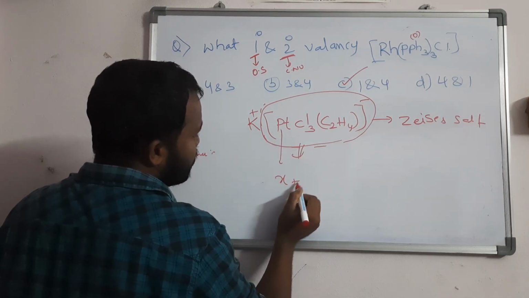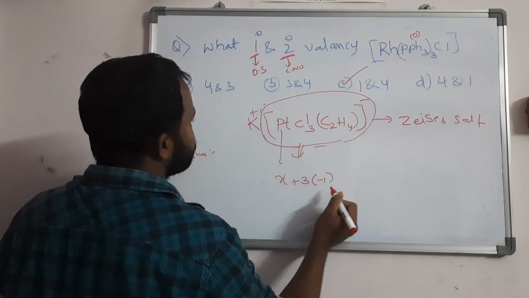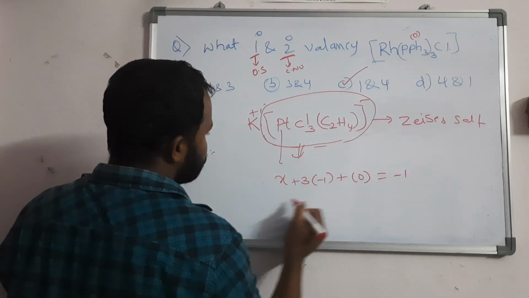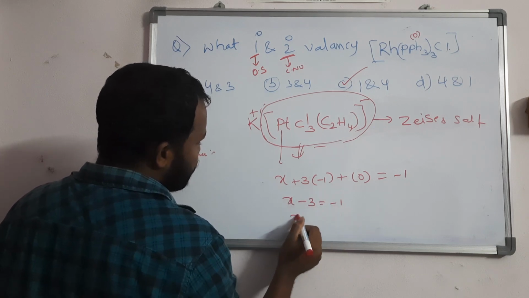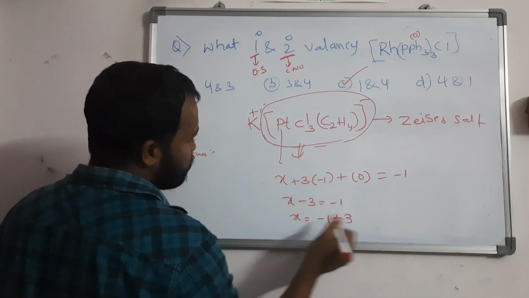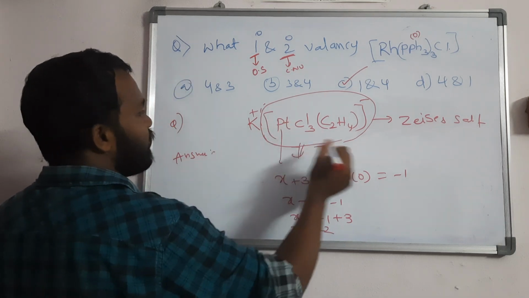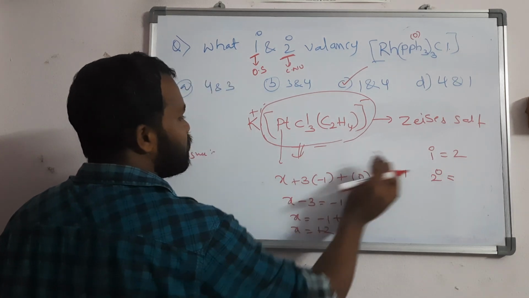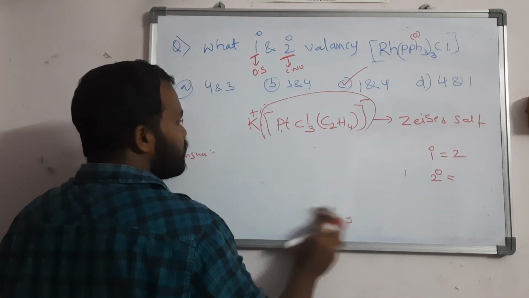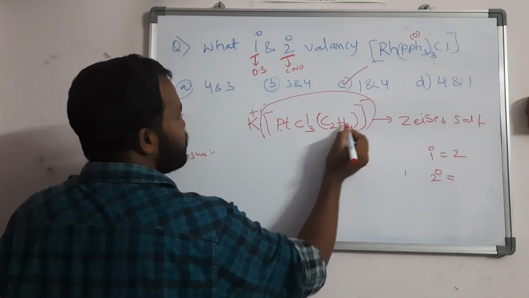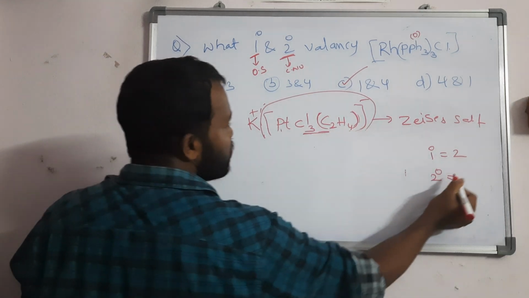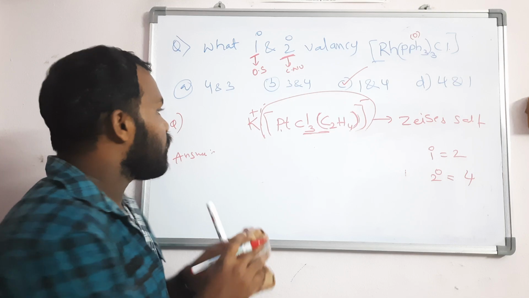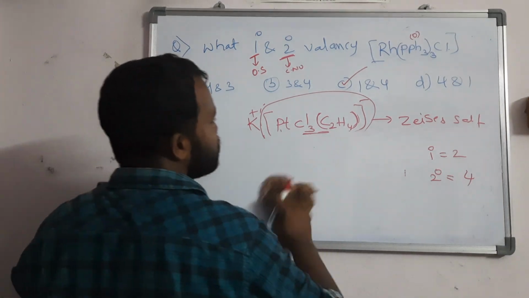X plus 3 into chloride, which is minus 1, plus ethylene, a neutral ligand, which is 0, equals minus 1. X minus 3 equals minus 1, so X equals plus 2. So primary valency is 2, and secondary valency is the coordination number. For Zeise's salt, 3 chlorides and 1 ethylene ligand give a total of 4. This is one more best example that may be asked in competitive examinations.